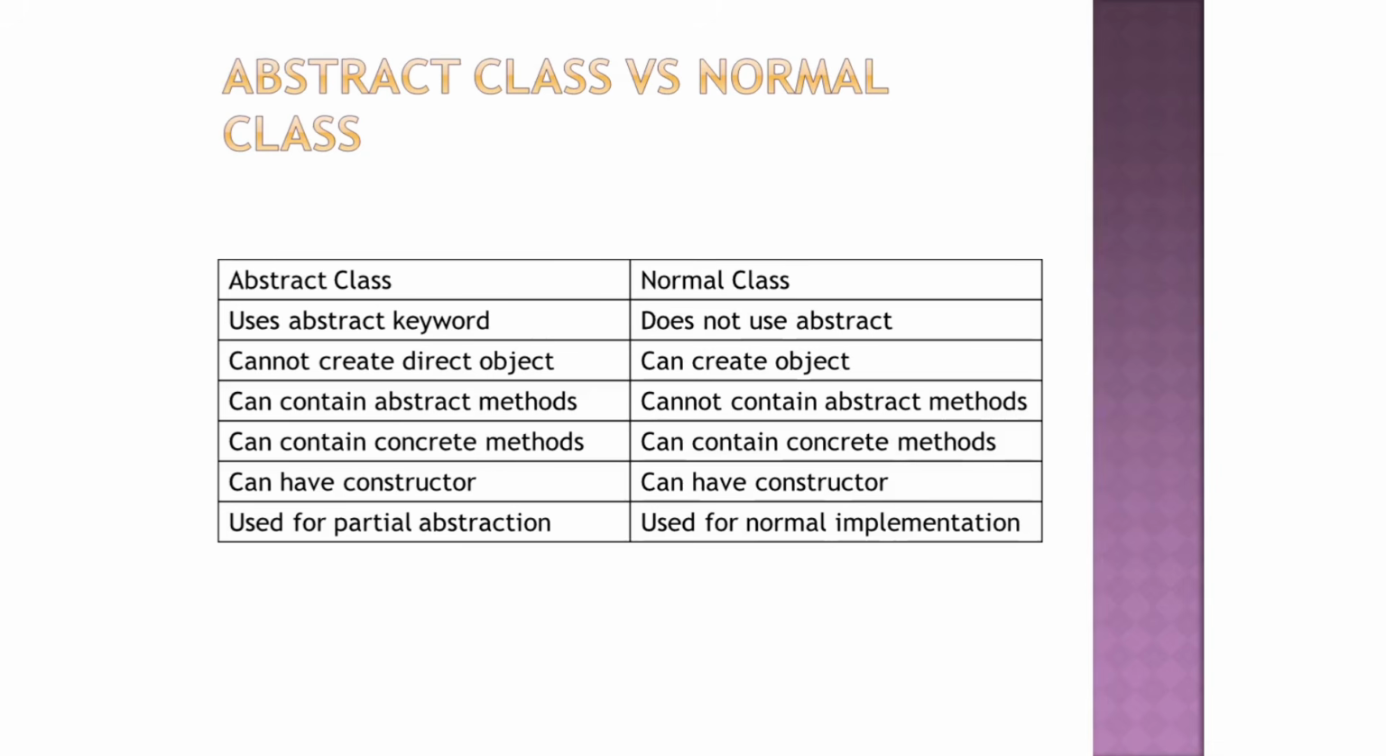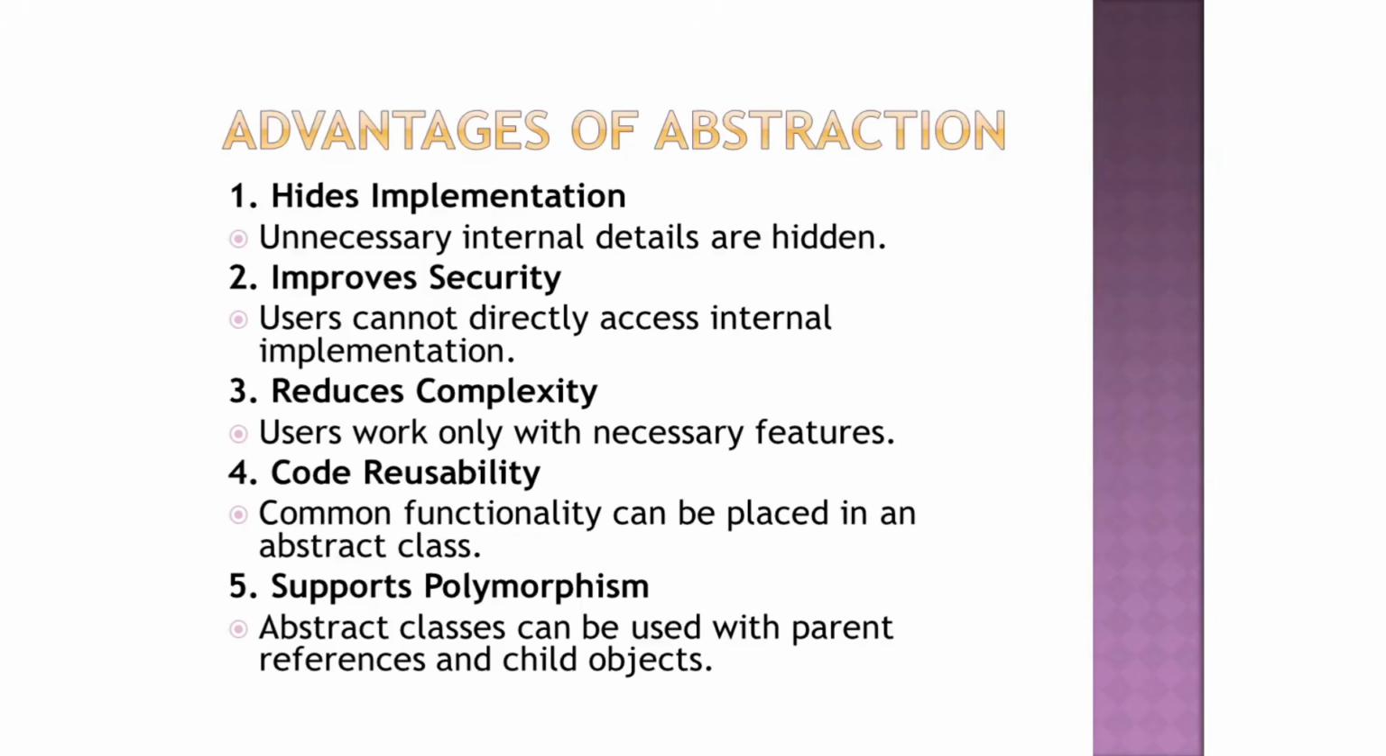Now, let's discuss the advantages of abstraction. The first advantage is hiding implementation. Abstraction hides unnecessary internal details from the user. The user only sees the required functionality. The second advantage is improved security. When internal implementation details are hidden, the user cannot directly access those internal processes. The third advantage is reduced complexity.